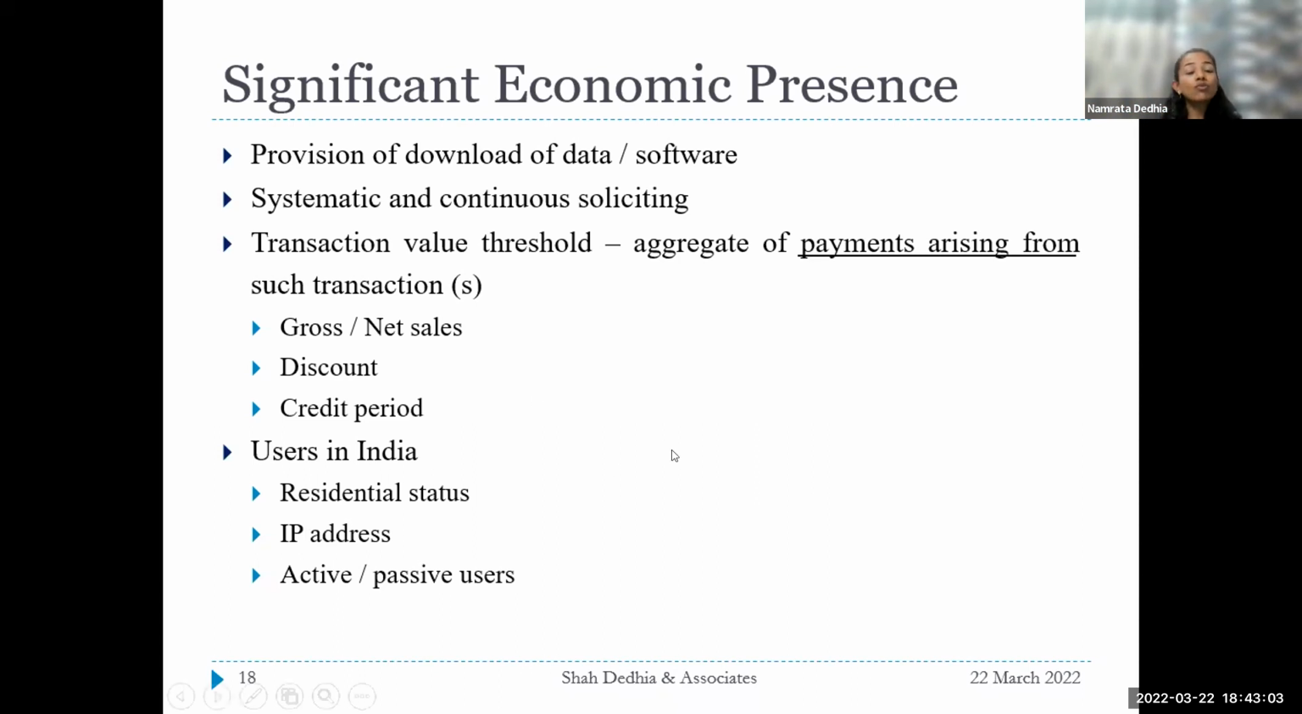Again, when they say users in India, are they talking of active users, or will passive users also be included? A lot of times you can have people just liking the pages or following the pages, but then there is no interaction. They are passive users. They hardly ever visit the page and see what is happening. So will those users be counted? All of this, there is no clarity as of now, and therefore it becomes very complicated if you have to apply the SEP provisions in the absence of a DTAA.